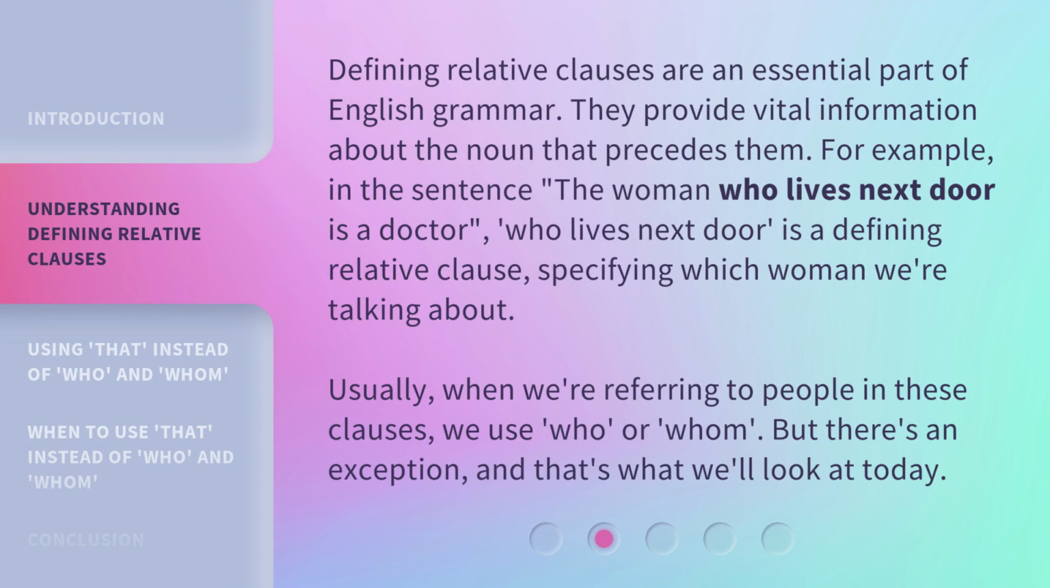Defining relative clauses are an essential part of English grammar. They provide vital information about the noun that precedes them. For example, in the sentence, "The woman who lives next door is a doctor." "Who lives next door" is a defining relative clause, specifying which woman we're talking about. Usually, when we're referring to people in these clauses, we use who or whom. But there's an exception, and that's what we'll look at today.